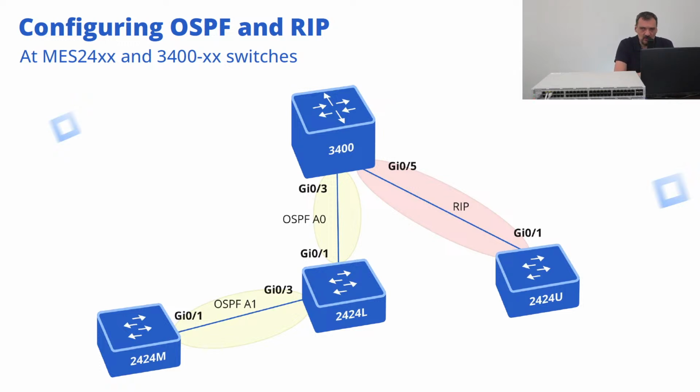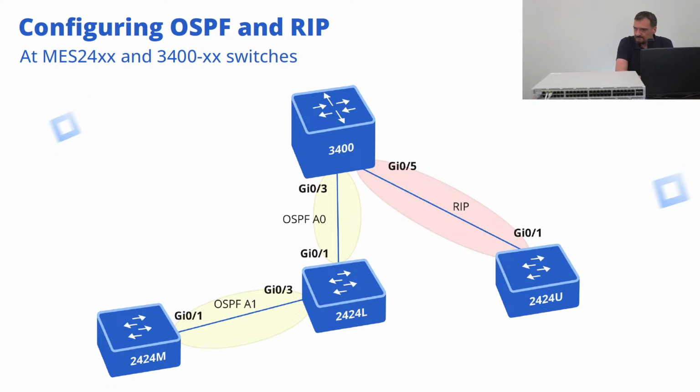There are three more switches in our room right now: the 2424L, 2424M, and 2424U. The letters derive from the lower switch, middle switch, and upper switch. I couldn't come up with any better names, I'm sorry, but still. So let's go to them and try to make something out of them.